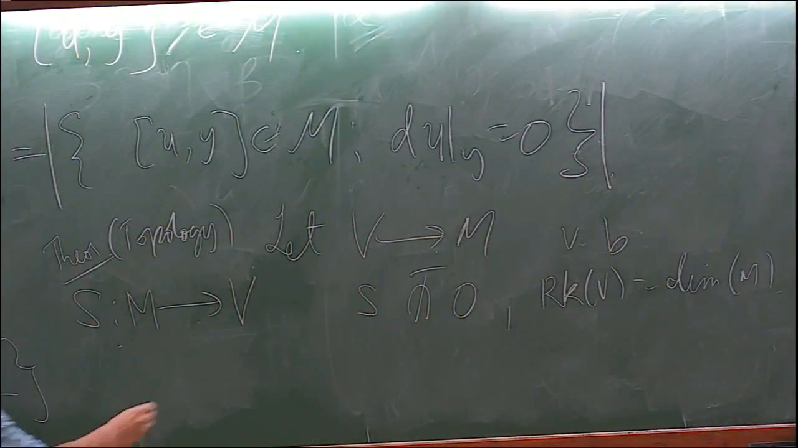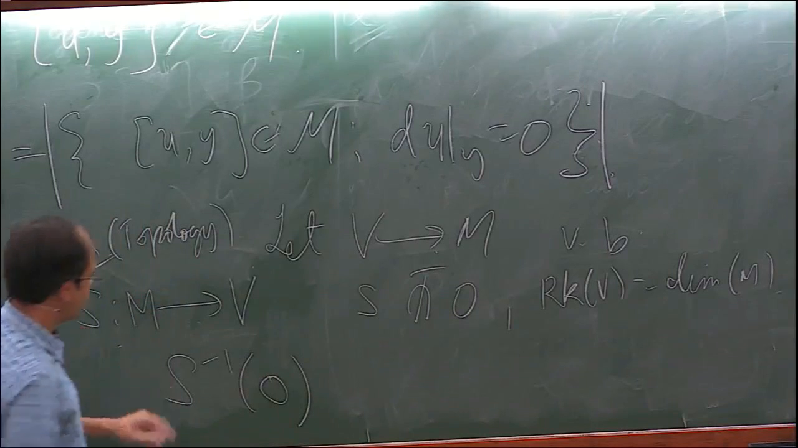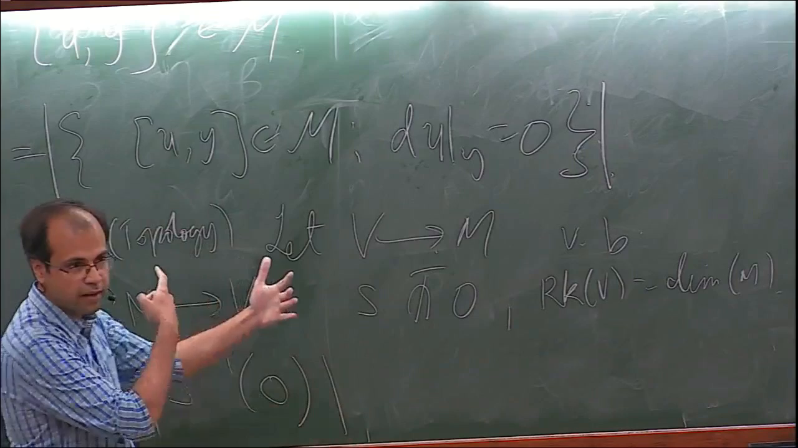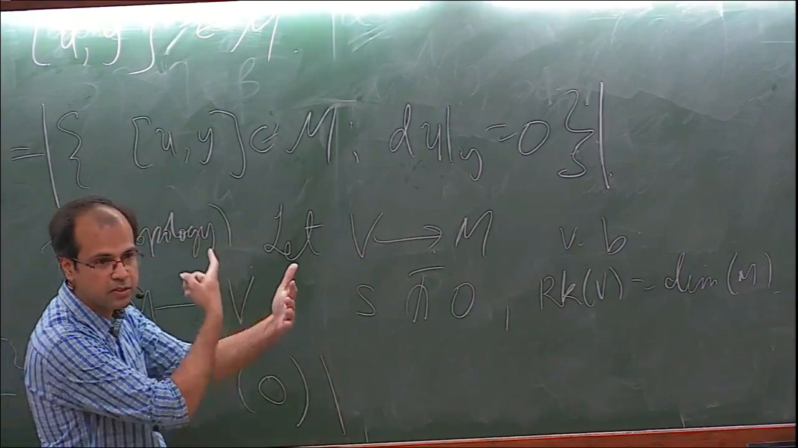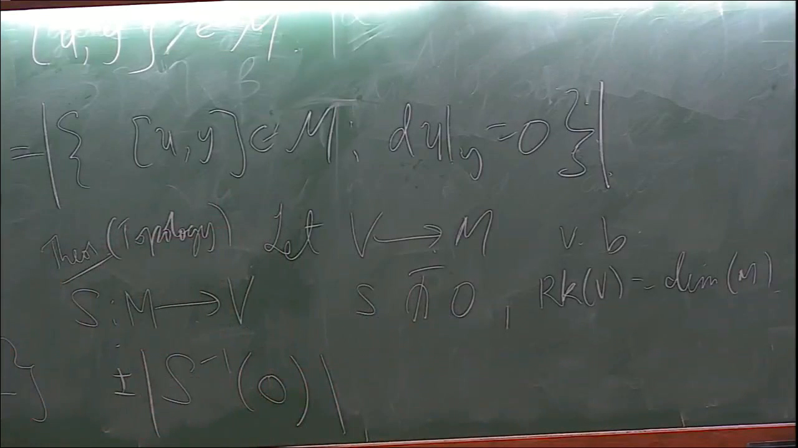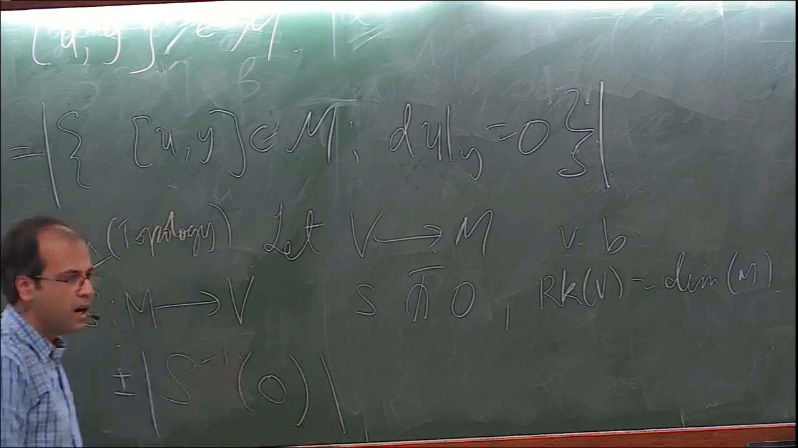Then the number of zeros, so if everything is holomorphic, everything is oriented, and the vanishing is transverse. So at each point where it vanishes, you look at the linearization. It is either orientation preserving or orientation reversing. So S inverse of 0 is going to be a compact zero-dimensional manifold, a finite set of points. Count them with a sign.